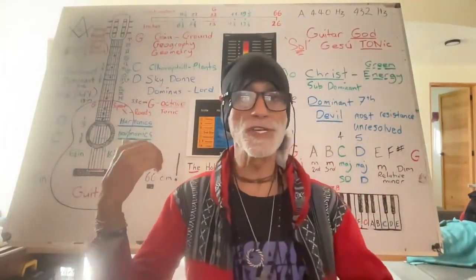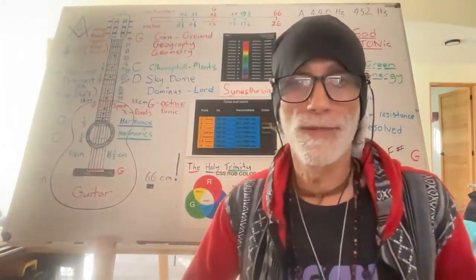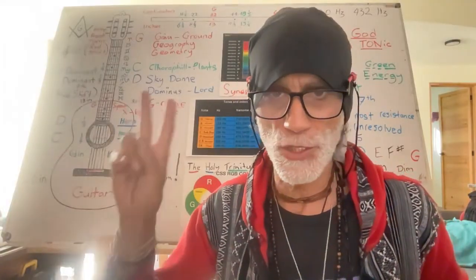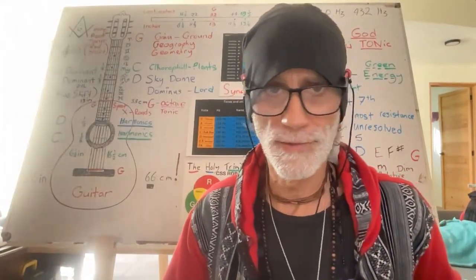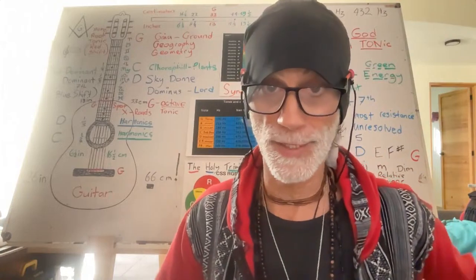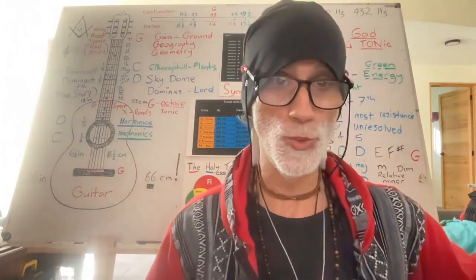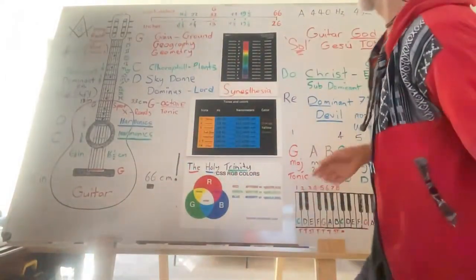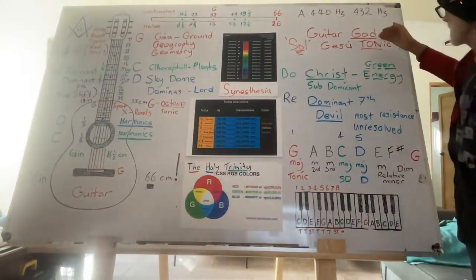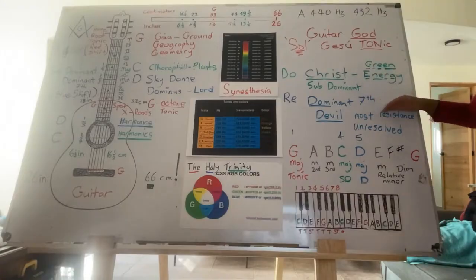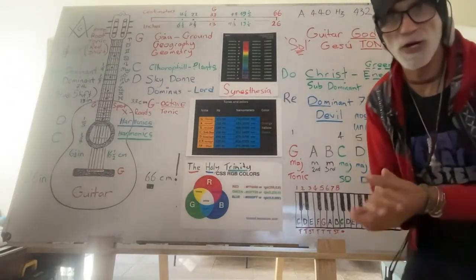And you can either use this system or not. If you don't want to use the color system, because some people think, oh, this is woo-woo, G is not red, I can't see red, therefore G is not red, so stop teaching me that bullshit. Well, then just teach them this. Okay. Tonic, subdominant, dominant. Tonic, subdominant, dominant.